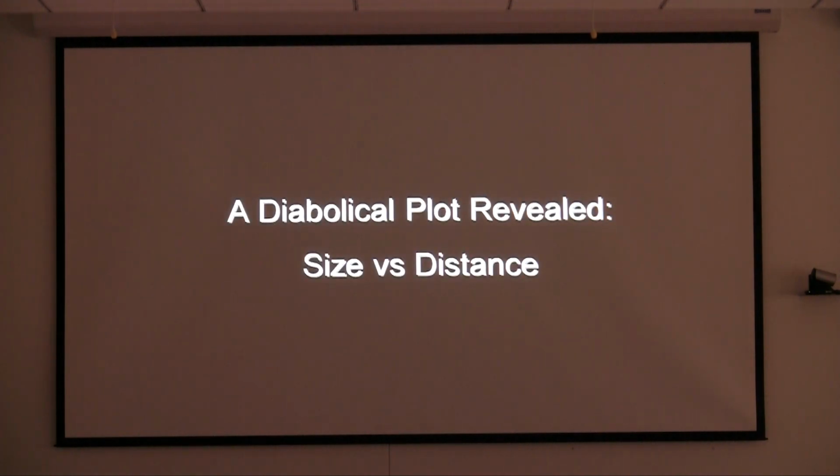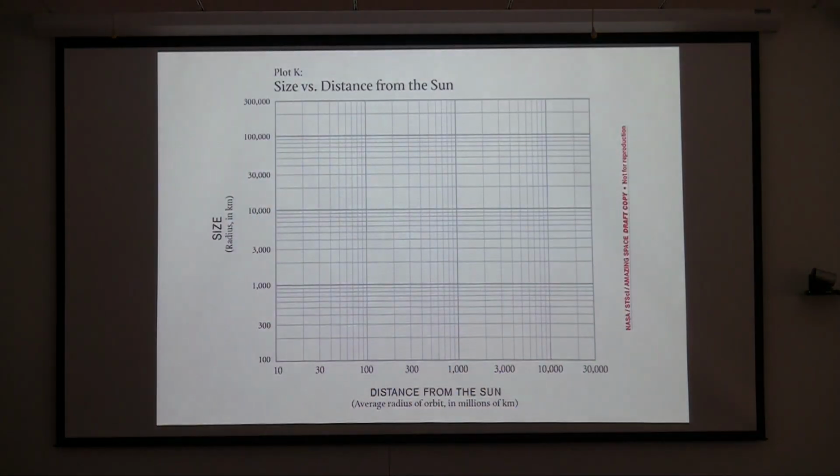All right, did I have something else on this slide? I can't remember. All right, now the diabolical plot will be revealed when we do size versus distance. We're not going to ask you to plot size versus distance. We're going to plot that together via PowerPoint, okay? So, again, log plot. Distance from the sun on the x-axis, size on the y-axis. This size is the same as what we plotted in the previous one, okay? So, we're going to plot 1, 2, 3, 4. What do we see?